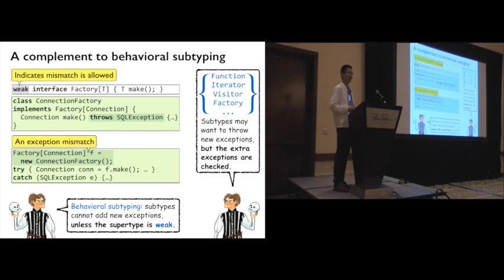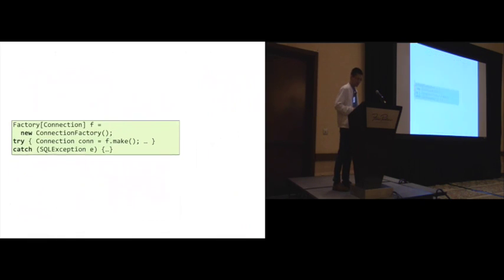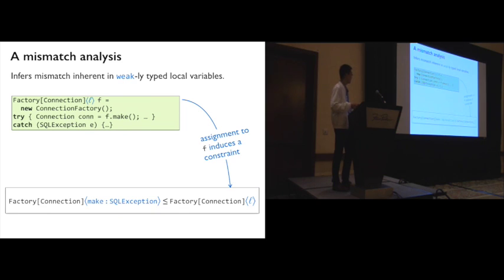However, using a ConnectionFactory as a factory for SQL connections results in a blame label being assigned. And this blame label imposes a responsibility on the context to handle the extra SQLException. So in other words, our mechanism weakens the requirement of behavioral subtyping, but does not weaken static checking. Under the hood, this type checking works by a local constraint-based program analysis.